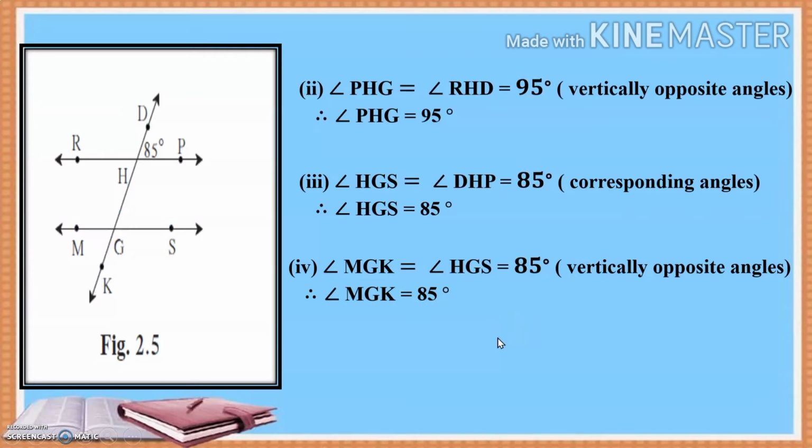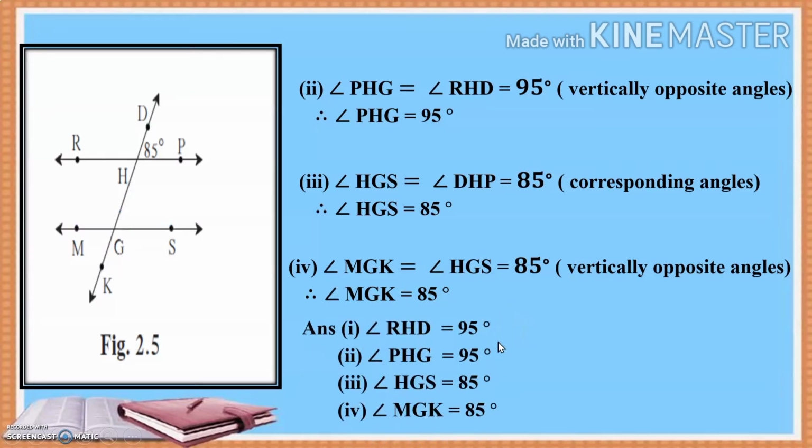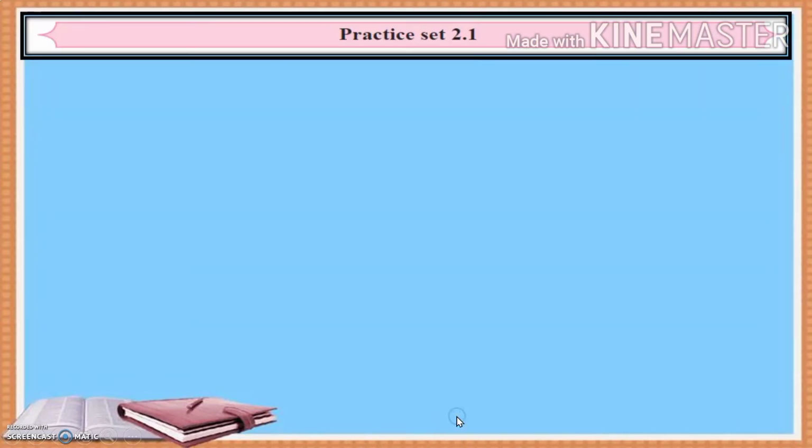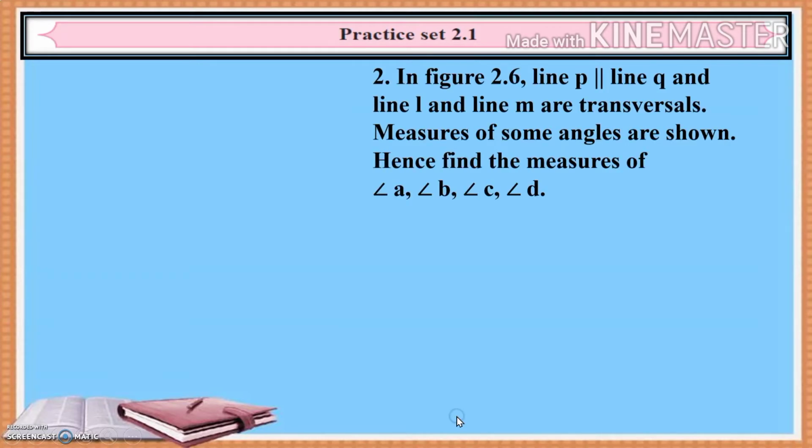Clear students? This is how we have to write the final answer. Now your question number 5 of the same exercise is similar to question 1. So you will try to do this on your own. We go to the next question, that is the second question of practice set 2.1.